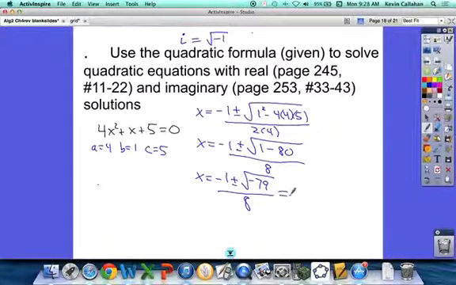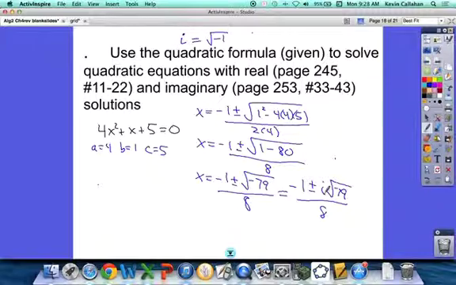Now, 79, we can't simplify that as a square root. But we can simplify the square root of the negative part. How do we do that? The square root of negative 1 is i. So last step, negative 1 plus or minus i times the square root of 79, divided by 8. So again, we use that i to simplify something like that. The square root of a negative is i. Now the square root of 79, we just have to leave like it is.